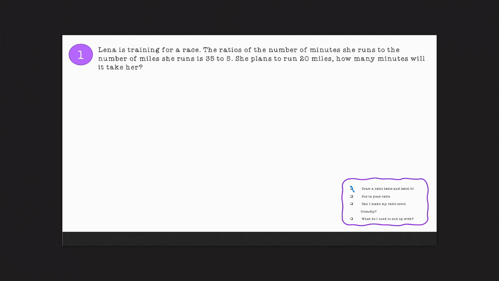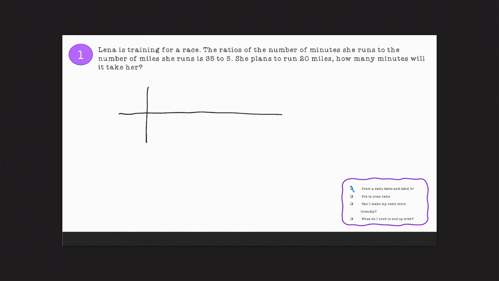I'm going to draw a ratio table, and then I'll label it after I've read my problem. So here's my T. It's a T chart. It'll end up being a ratio table. Lena is training for a race. The ratio of the number of minutes she runs to the number of miles she runs is 35 to 5. She plans to run 20 miles. How many minutes will it take her?